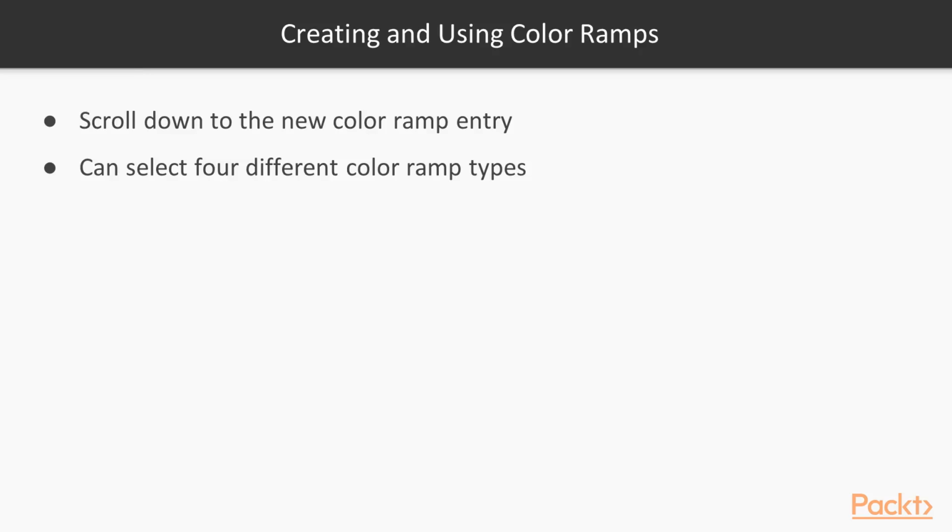In this example, we use an existing color ramp to style our layer. Of course, we can also create our own color ramps. To create a new color ramp, we can scroll down the color ramp list to the new color ramp entry. There are 4 different color ramp types which we can choose. Let me show you each one of these.